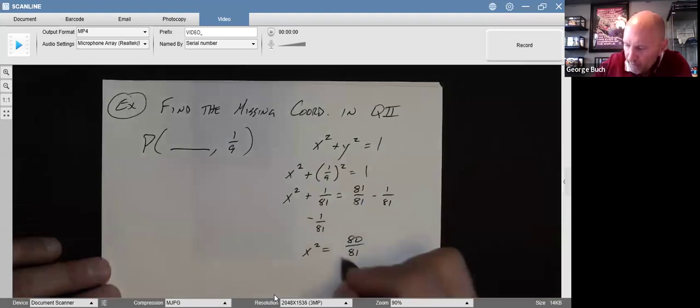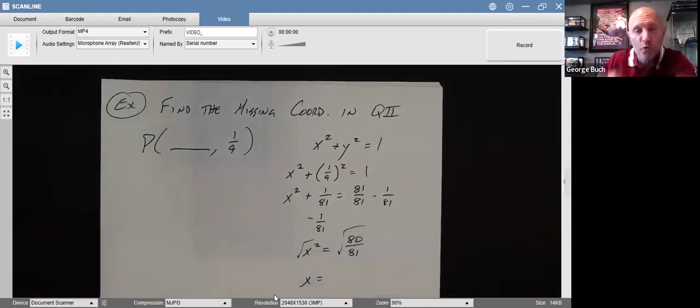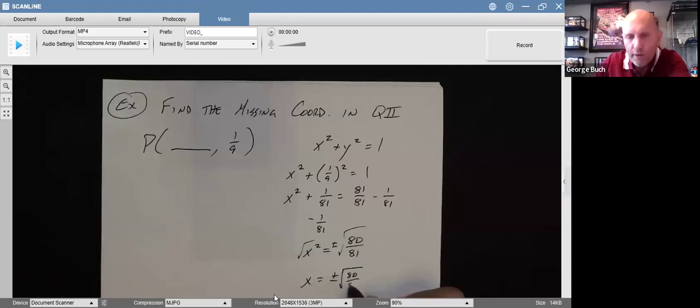To find x, I have to take the square root, which gives me what? Well, this is what we call a simple quadratic, or as I like to call it in my Pre-Calc 1 class, the simple quadratic that everybody is going to get wrong. Because why? Everybody forgets to do plus or minus. So this is plus or minus the square root of 80 over 81.